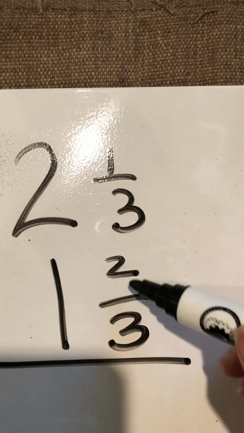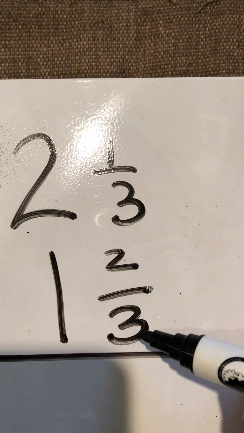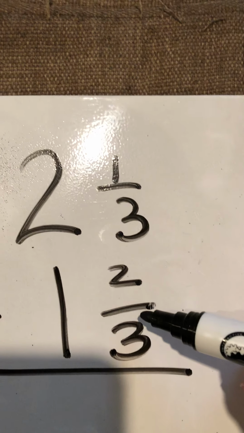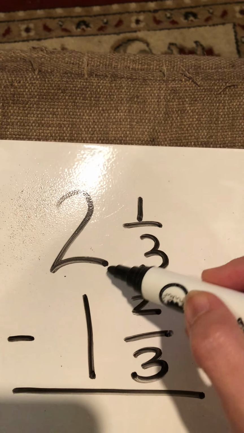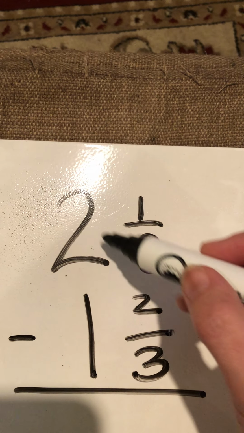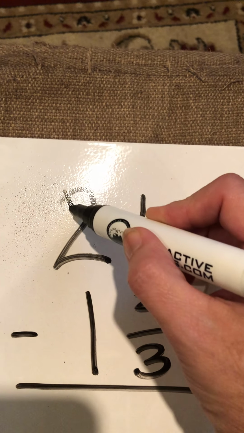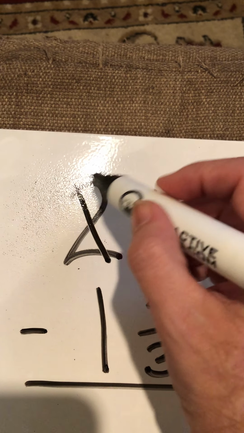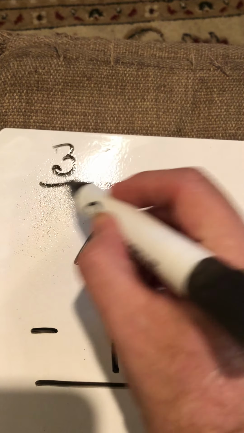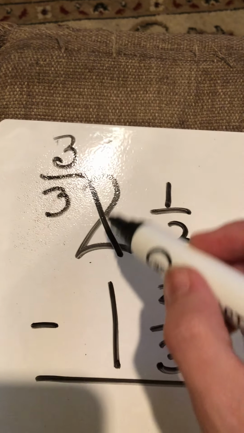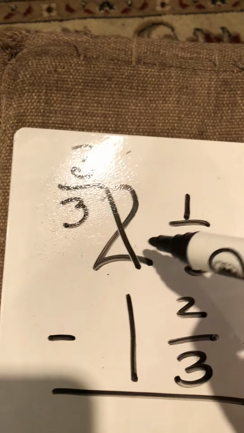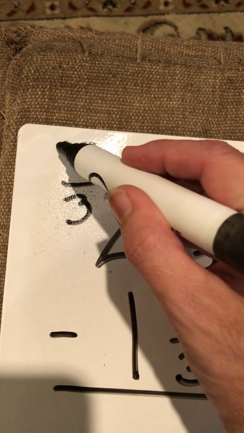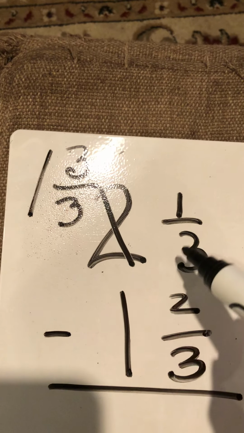So in this case, we cannot do 1/3 minus 2/3, and so we have to borrow from here. So 2 is going to be 3/3. We're going to change it to 3/3. Now, sorry, it's actually, I'm taking 1 of the thirds and changing it to 1 3/3.